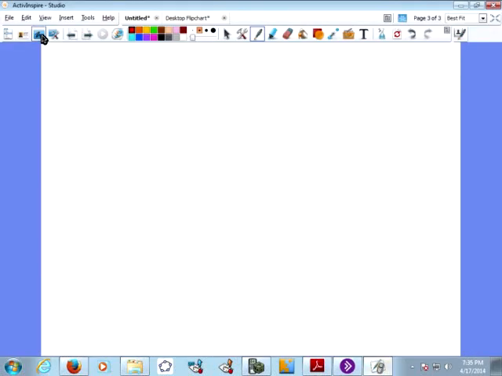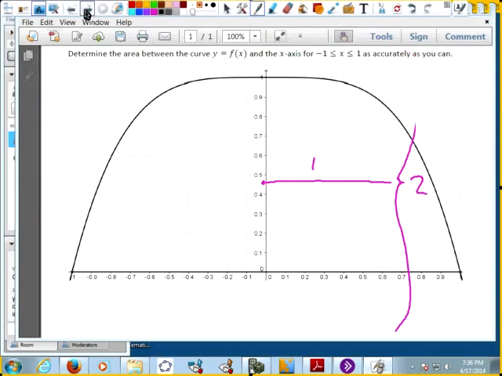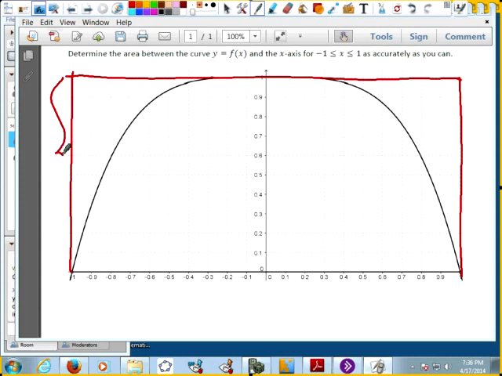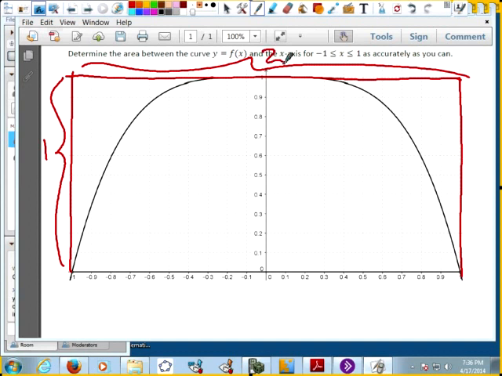So we do know right off the bat that the correct answer for this area can't be any larger than 2, because we can embed the whole picture inside a rectangle of height 1 and width 2. Another thing you could do is realize that by symmetry, if you can find the area under the right-hand half of the figure, you can double it to get the area under the whole figure.